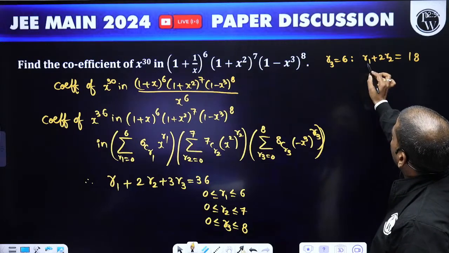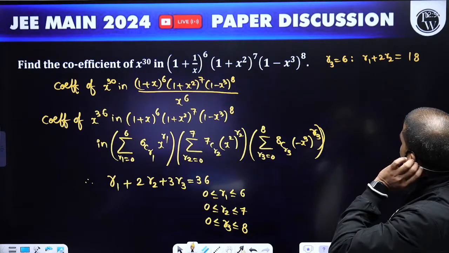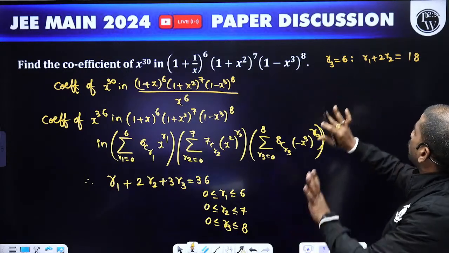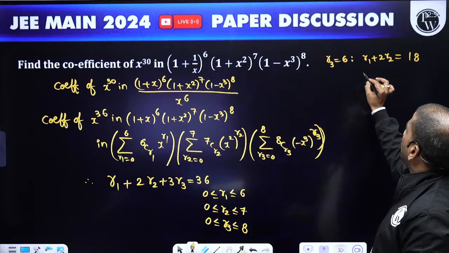When R1 is equal to 0, what could happen? 2R2 is equal to 18, so R2 is equal to 9. But my R2 is till 7 only. So R1 is equal to 0 is not possible. Next, R1 is equal to 2.